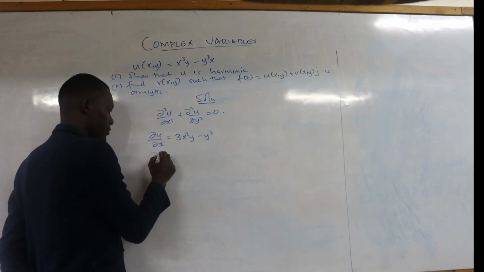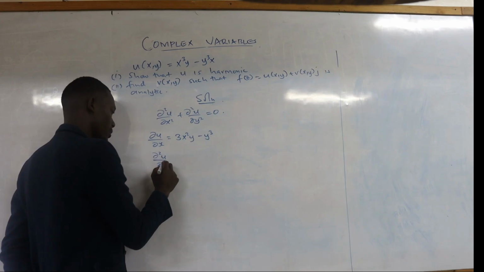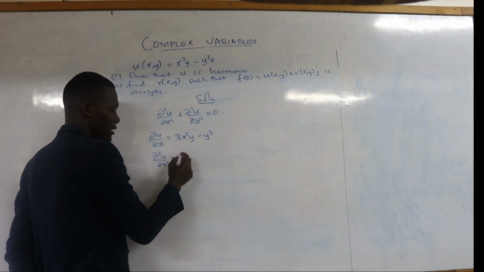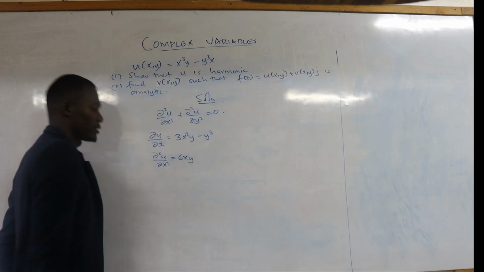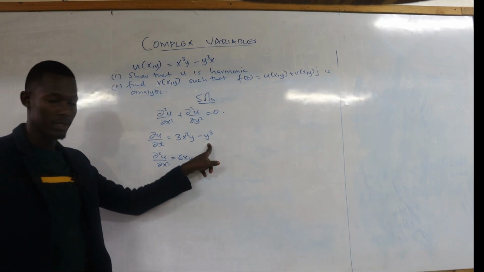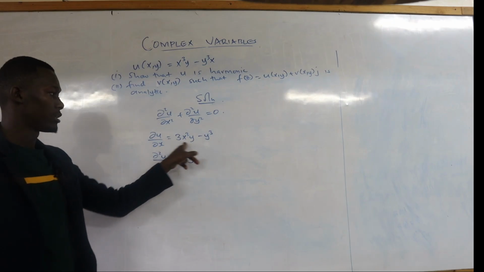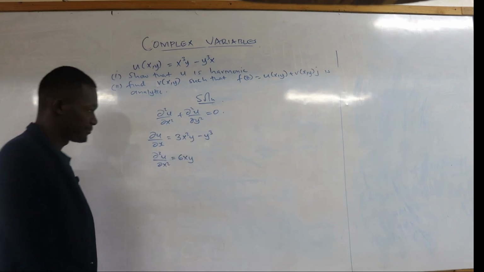Then second time, d squared u dx squared. So we shall have, again, this will give us 6xy. There is no x here, so it is the same as saying you are differentiating a constant, so it gives you 0. So you only differentiate the first part.